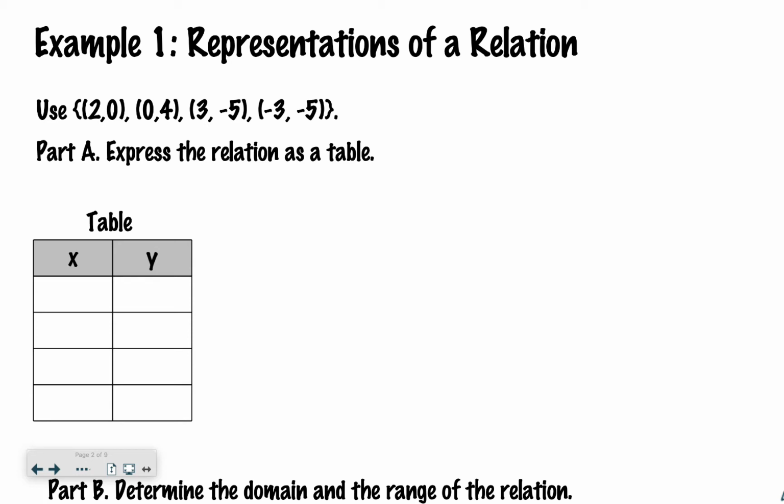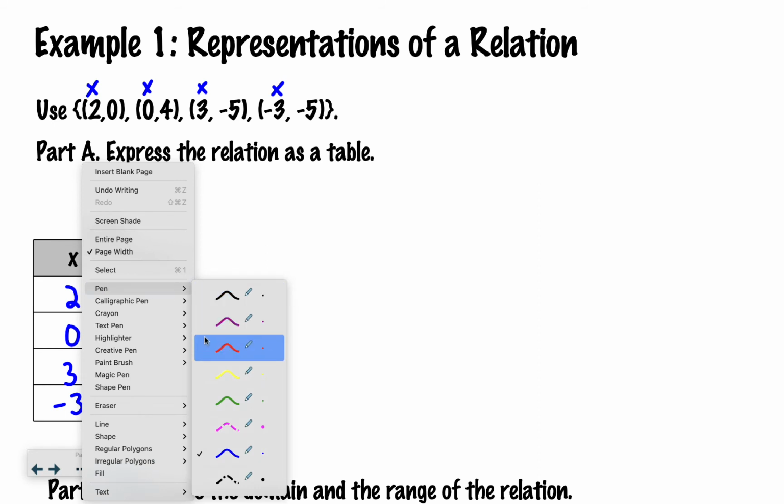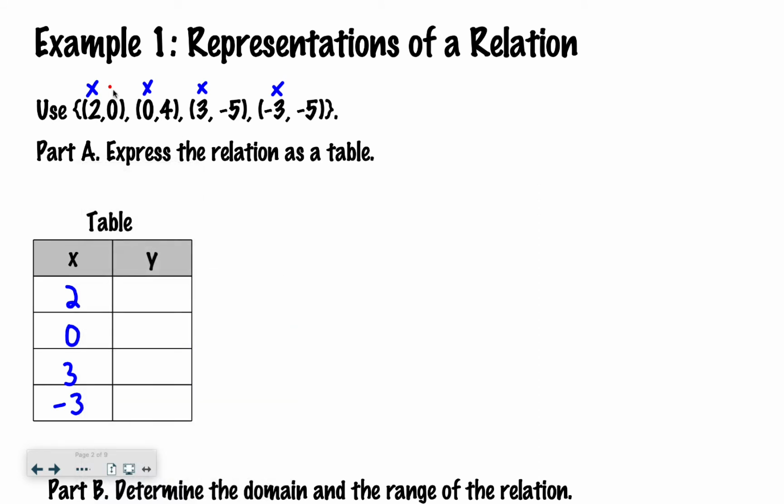So a relation is just an x and a y value that are paired together. The way that we represent a relation as a table is we take all of our x values from our ordered pairs and we write them in our table. So I would just write down 2, 0, 3, -3. Then I take my y values and I list them along with their corresponding x's.